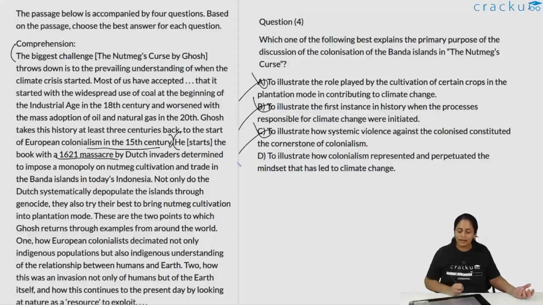So C is incorrect. To illustrate how colonialism represented and perpetuated the mindset that has led to climate change. This is exactly the point, that the old understanding, the old mindset was killed. It was killed by the colonizers and a new mindset was put in, which is I have to exploit Earth as much as possible. So this is exactly the reason why that example is given. So D is the correct answer.